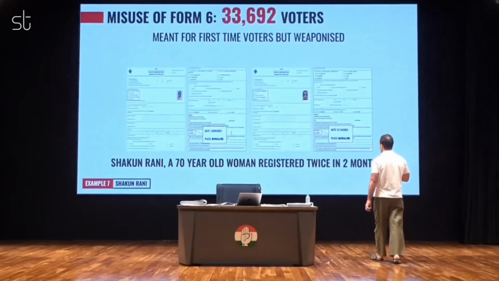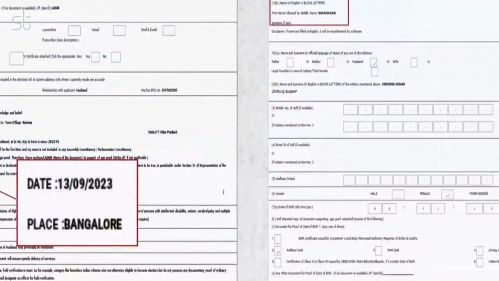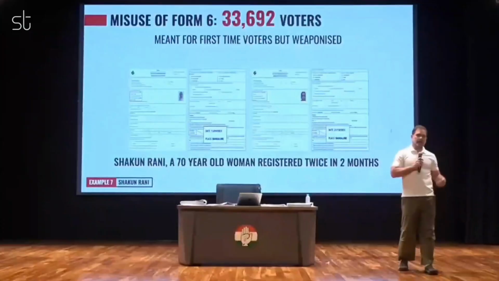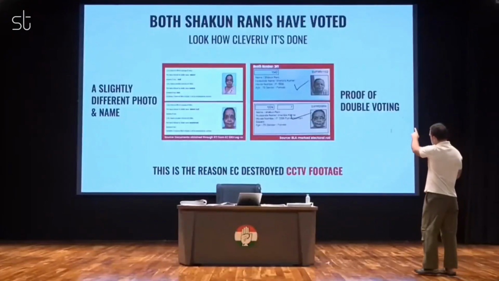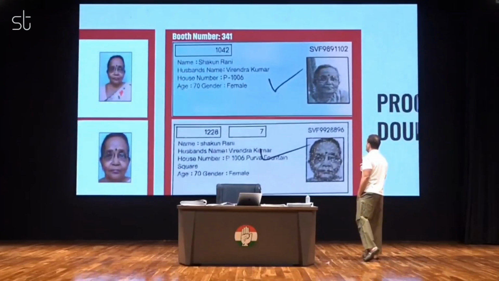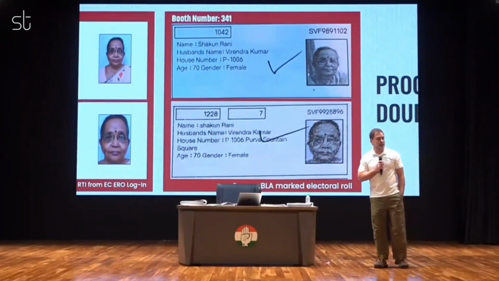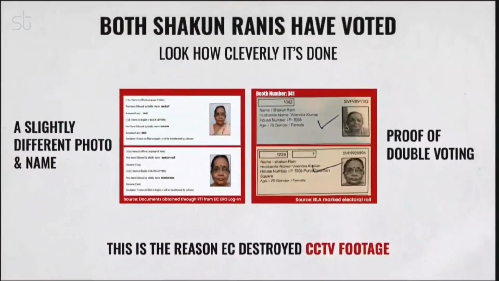Go back. But what's really interesting here, now she uses this form twice. She uses it first on the 13th, 13/9/23, and then she does it again 31/10/23. So she becomes a voter twice, and then the beautiful thing is, show us the next slide, she actually votes twice. Or somebody votes twice for her. Right? There she is, that's the slip where she's been signed off as having voted in booth 341, and she's done it twice. Now we don't know if she's done it or somebody else has done it.